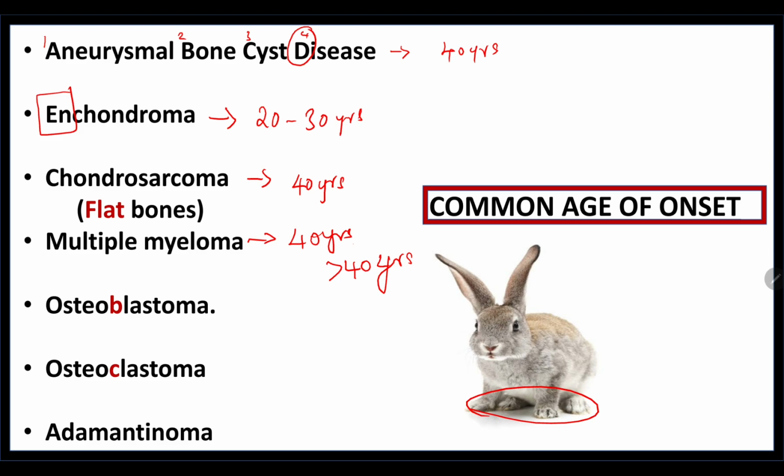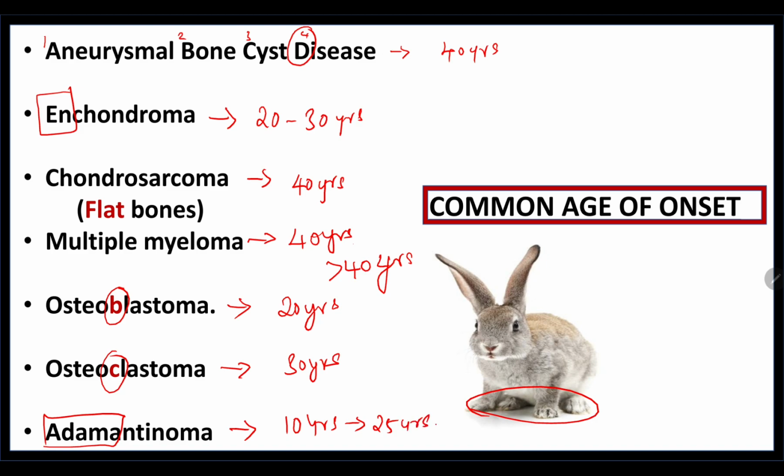Next, osteoblastoma, osteoclastoma. Although these two sound same, the difference is B and C. On the alphabet, B is 2, so it is like somewhere around 20 years, and C is 3, so somewhere around 30 years. It is the age of onset. At last, adamantinoma. We'll remember adamant. A child will be adamant, especially in the early age of adolescent age, like 10 years. So this tumor can occur in 10 years to 25 years.